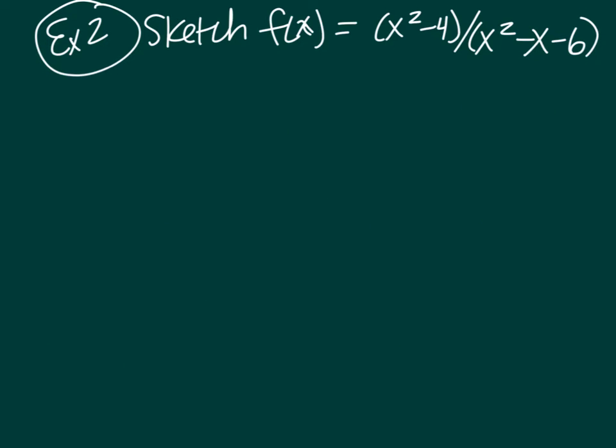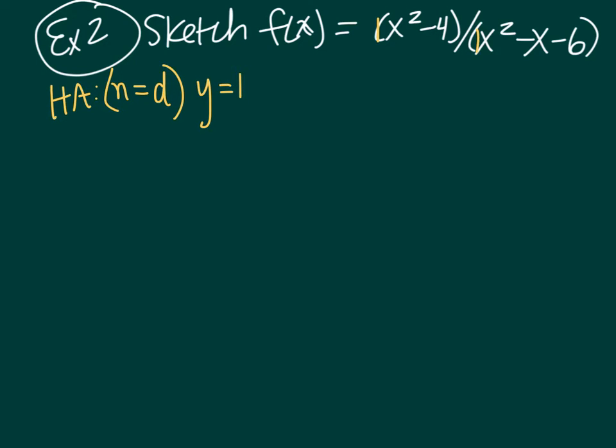For our next example, let's sketch f of x equals the quantity of x squared minus 4, all divided by the quantity of x squared minus x minus 6. Before I factor, let's go ahead and see what the horizontal asymptote is going to be. If I look at the numerator and the denominator, I see that they actually have the same degree. So the degree of the numerator equals the degree of the denominator, which means that it's going to be the ratio of the coefficients. Technically there's a 1 in front of both of those. So my horizontal asymptote is going to be y equals 1.